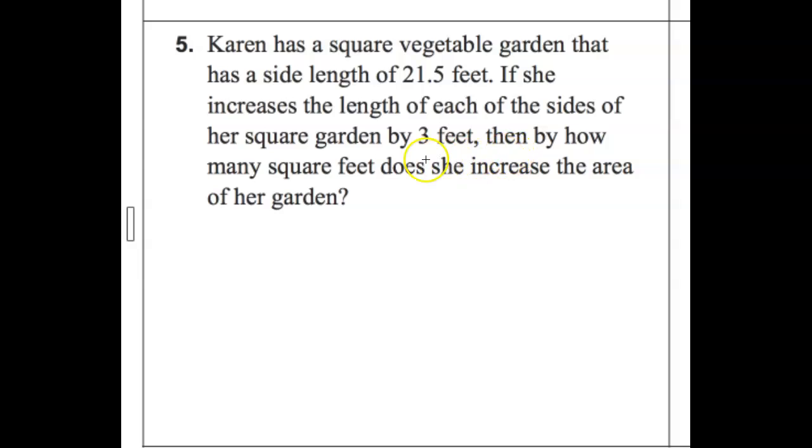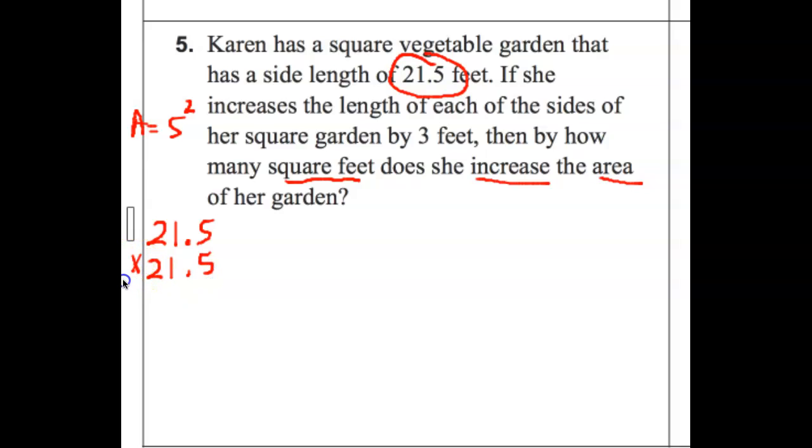Ultimately, we're looking for how many square feet the increase in area is, but to do that we have to figure out what the original area is to start with. So what are we going to do? Well, the original side was 21 and 5/10. To find the area of a square garden, the formula is area equals s squared, or we can think length times width, but the length and width are exactly the same length. So let's multiply 21 and 5/10 by 21 and 5/10.